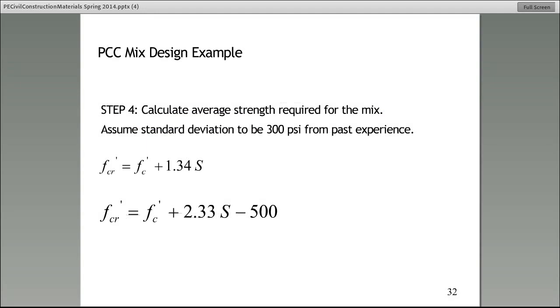All right, here we are all the way to step number 4. And step number 4 has to do with compressive strength. And here you're going to help me find the F prime C required. We have spent some time looking at those two equations. And in this particular case, they specify the standard deviation S in this equation to be 300 psi. So 300 psi is the standard deviation we're going to use.